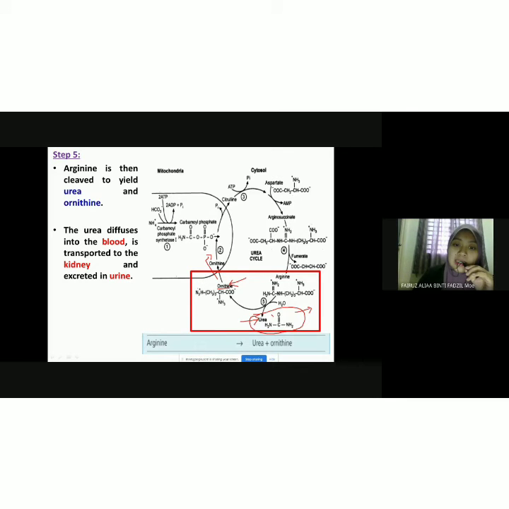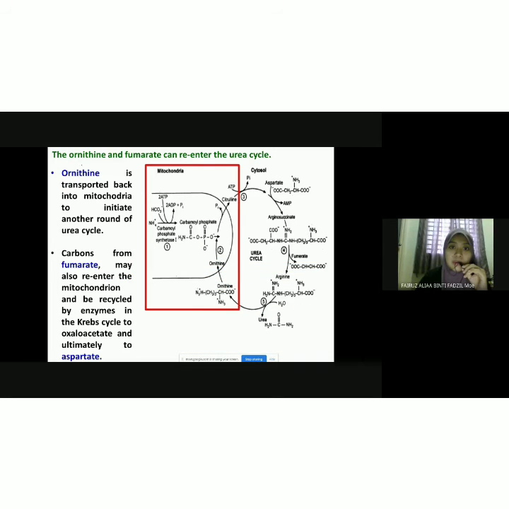So that's why, initially, we used the ornithine to combine with the carbamoyl phosphate. At the end of the cycle, after step 5, the ornithine is regenerated and used for another cycle. The ornithine is transported back into the mitochondria to initiate another round of the urea cycle. Here, ornithine combines with carbamoyl phosphate and becomes the citrulline. Then the citrulline goes out from the mitochondria to the cytosol, and the cycle continues.